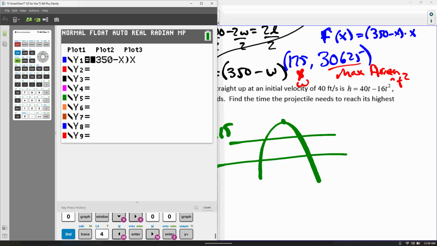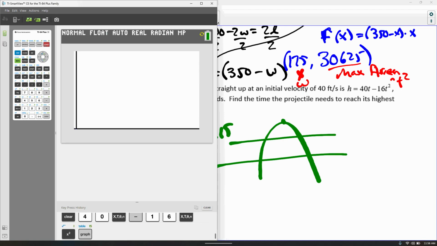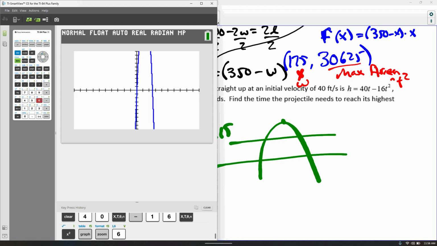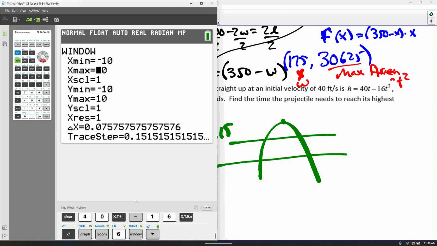So you would punch this number in right here. I'll go ahead and do this one so you can see it. It'd be 40x minus 16x squared. When I graph this, I can't see it. It's way over here in this corner. You can't see it. So I'm going to zoom number 6, which will put me back into a 10 by 10 grid. Then I will change my window setting to make that maybe 100 right here, because I don't know how high it's going to go. Oh. There it is.